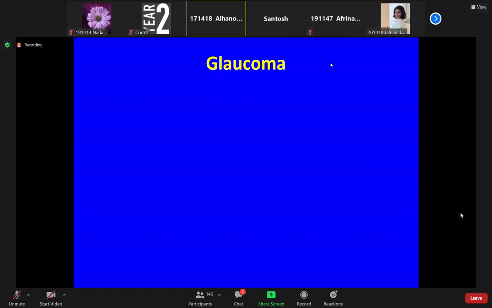I think it's raised intraocular pressure as a result of aqueous humor production. Can you be a little louder? It's an increase in the intraocular pressure. And also, I believe it's damage to the optic nerve because of the increase in intraocular pressure. Very good. So damage to the optic nerve is more important. Raised intraocular pressure may not be there in some cases. So yes, that's the definition.